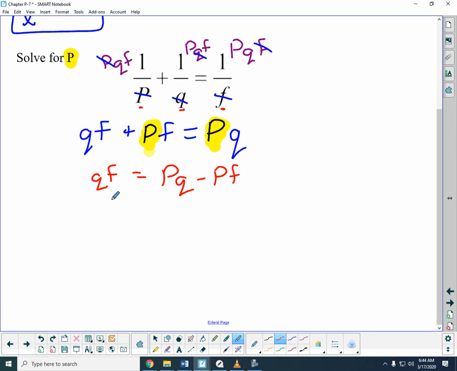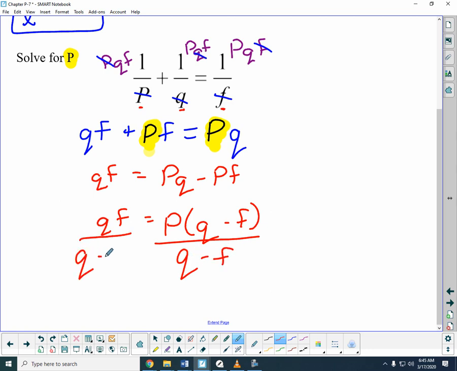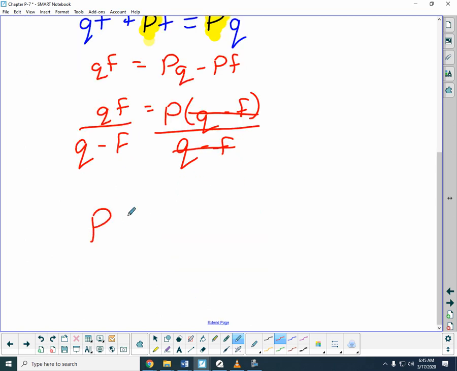This next part is what some people call a little bit tricky, but I'm trying to get the p by itself. That's what it says here. So I'm trying to isolate that p. I'm trying to pull it away from the others. To pull it away from the others, I'm going to factor it out in front. And I get equals qf. Now, we've got a multiplication, so I divide by q minus f. Those will cancel. And then my answer is p equals qf over q minus f.